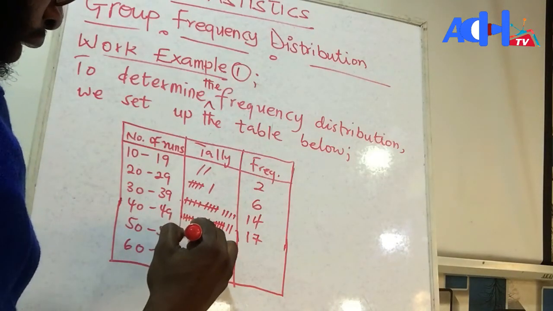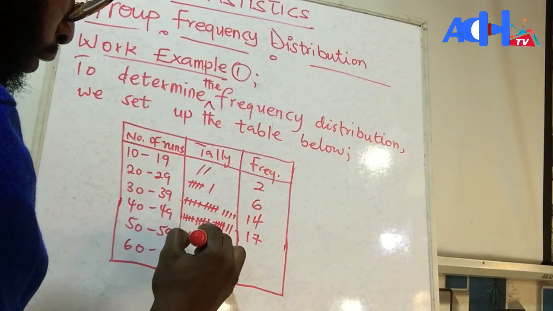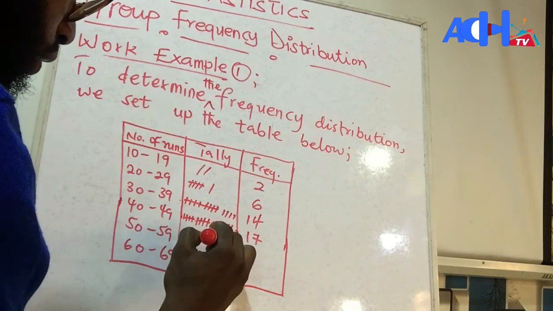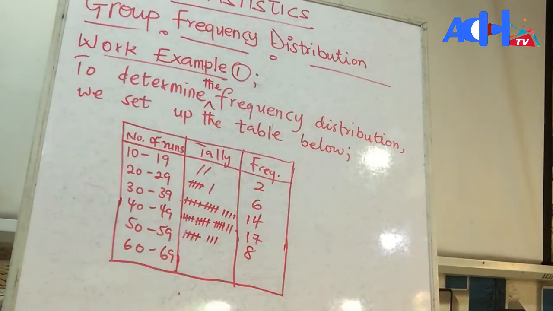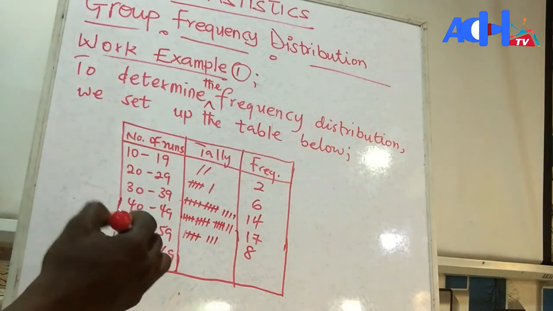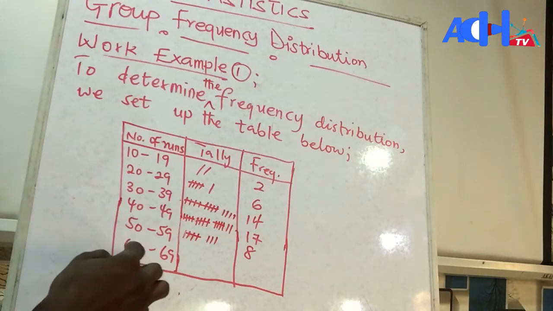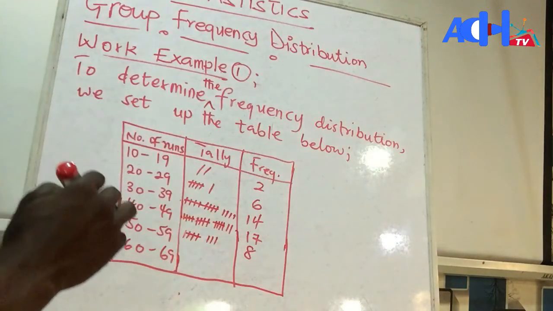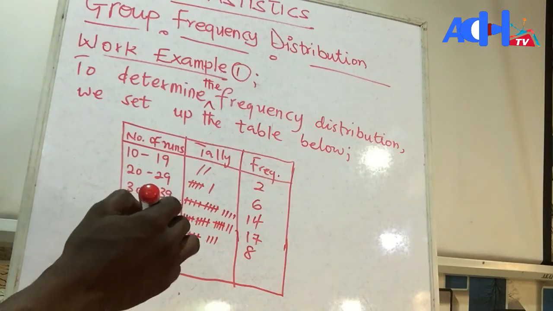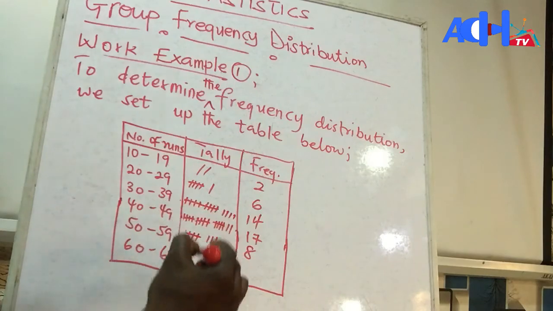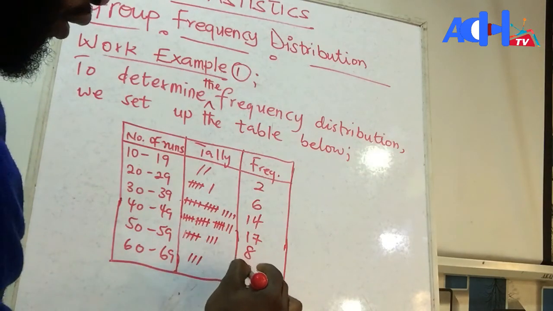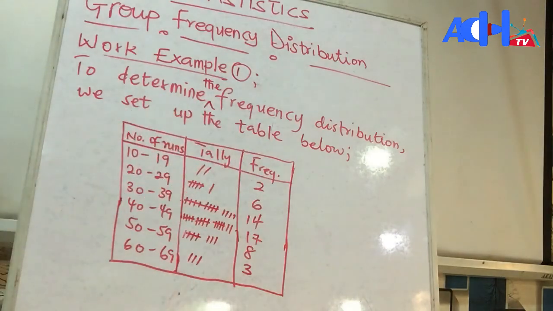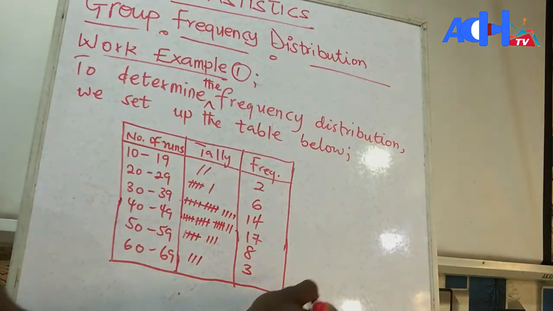So it's 1, 2, 3, 4, 5, then 1, 2, 3, which is 8. Then the numbers ranging from 60 to 69, looking at the large range of values given, is 3. So 1, 2, 3. Then you are done. So that's the final answer.